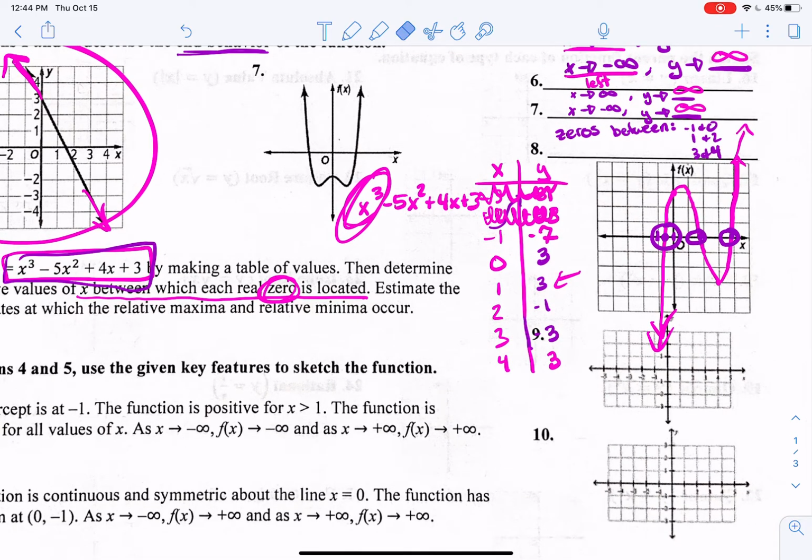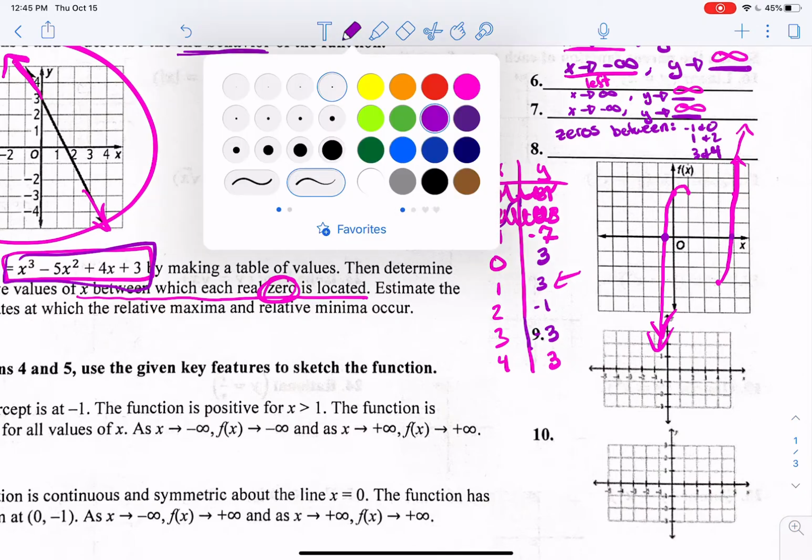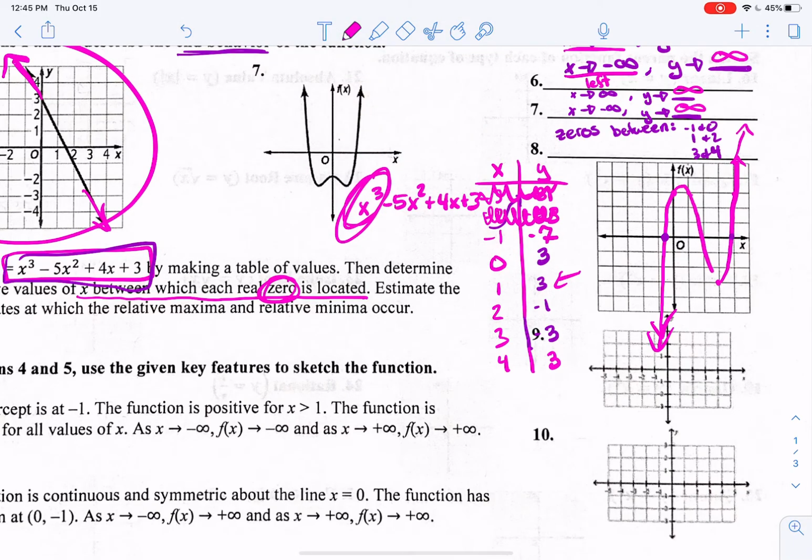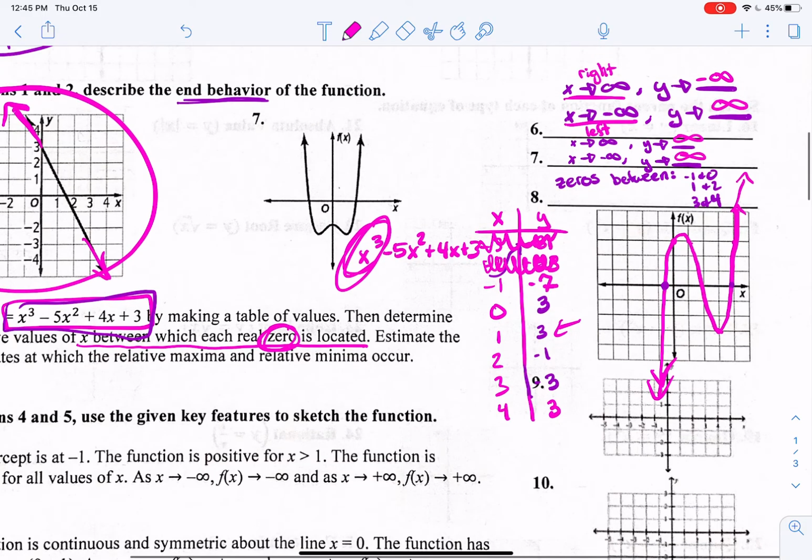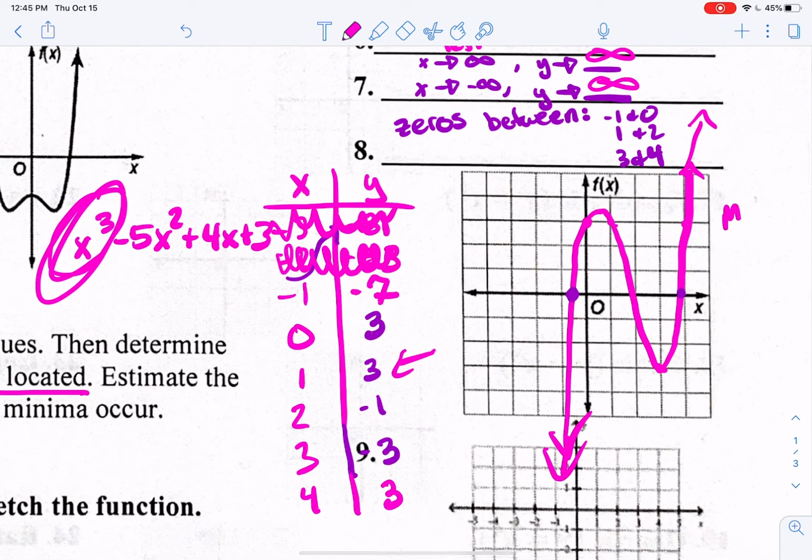So let me try to erase some of this if I can. Oh, it's going to erase my whole thing. That's okay, I'll put it back in. Here we go. There we are. Okay, so my maxes and mins. Max, min, I have a maximum here and a minimum here, and let's figure out where their coordinate points are.